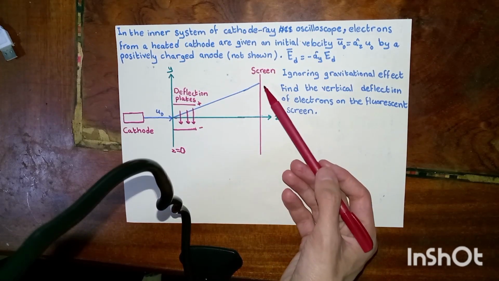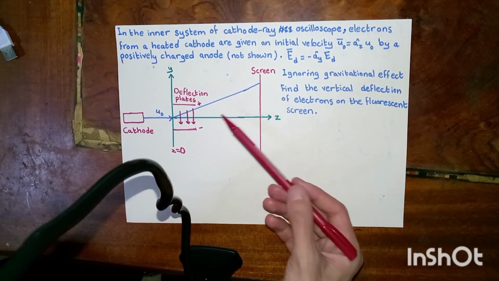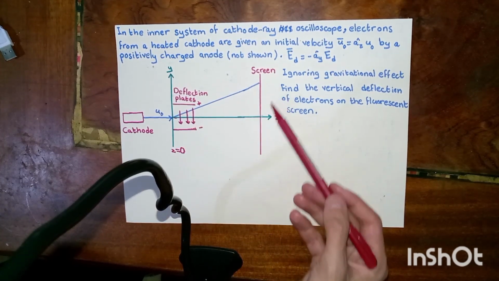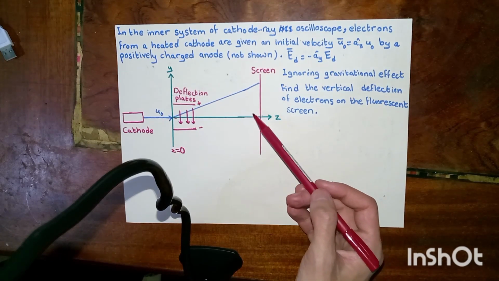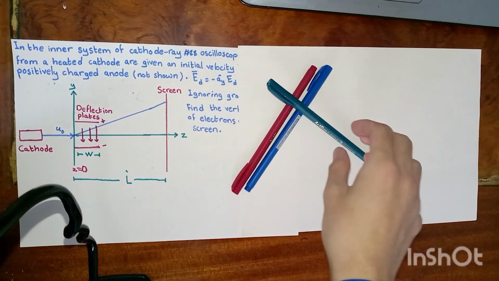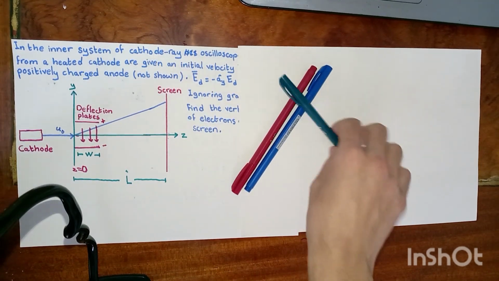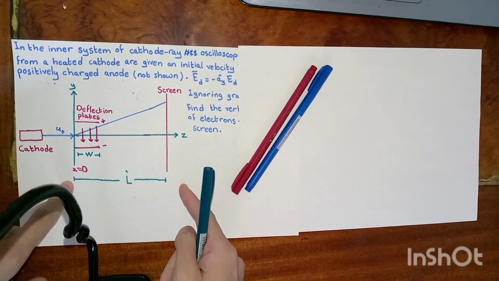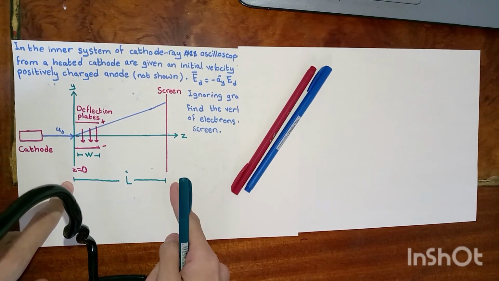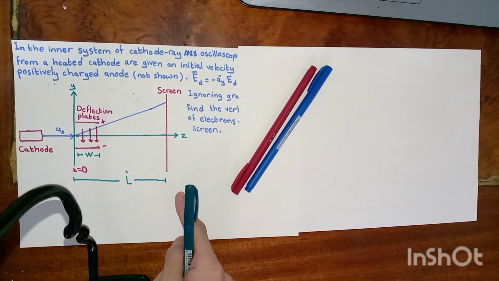In this problem, we want to find the vertical deviation, or the vertical deflection, of the electrons during this path, or how much the electrons deviate. Before we start solving, we have two parameters that we can take advantage of: W, which represents the length of the deflection plates, and L, which represents the distance between 0 and the fluorescent screen.